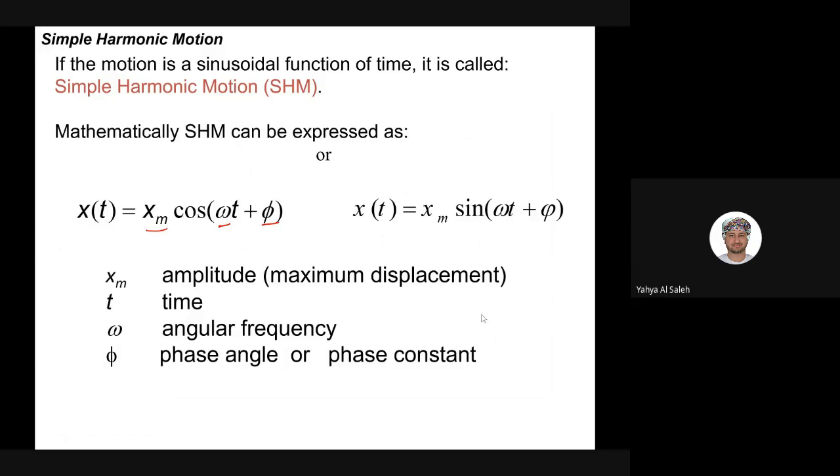Do you know how when we integrate, we usually have a plus c at the end to express the initial position, for example, or the initial velocity, the initial condition of the integration of the equation? The phase angle or the phase constant does a similar job here. Any questions so far?